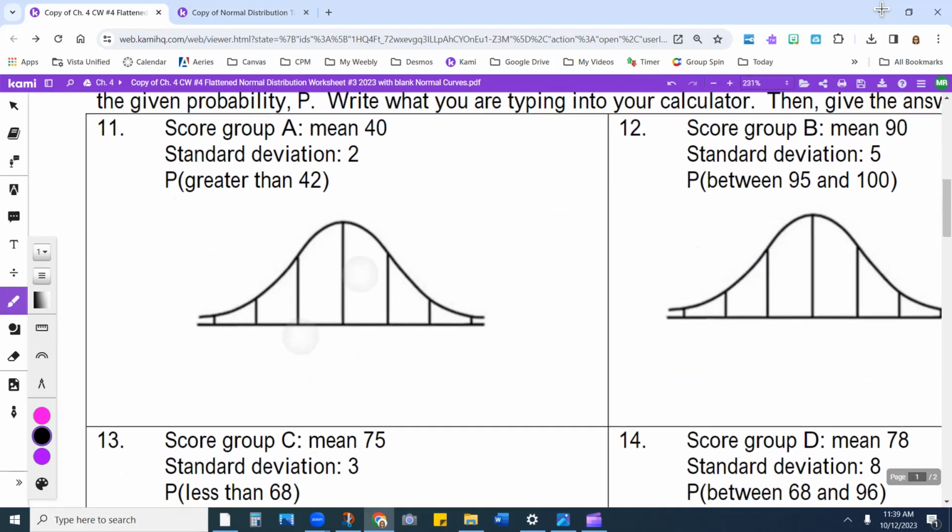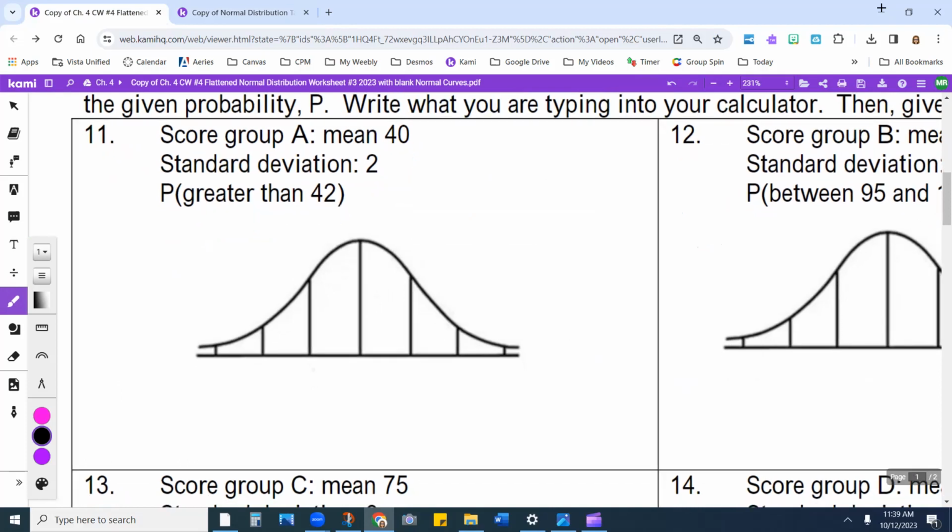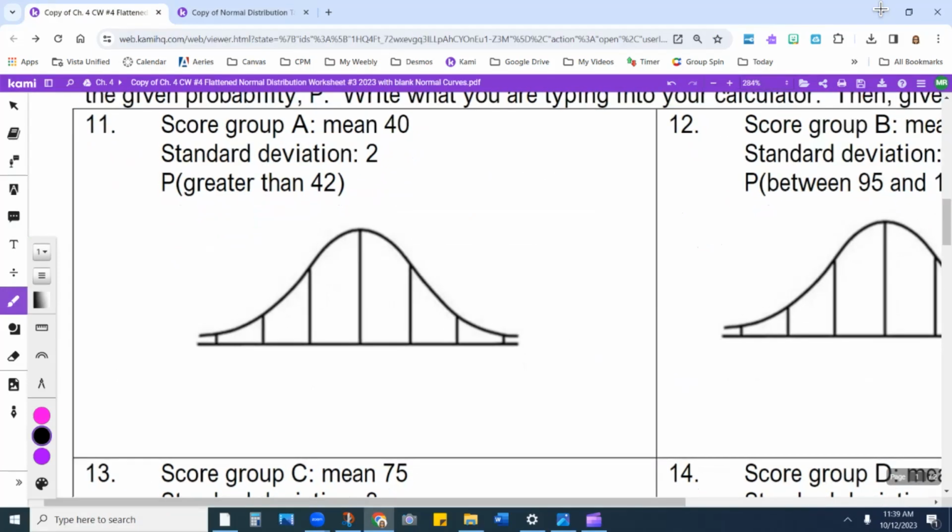Okay, so now I'm going to do number 11. So 11, 12, 13, 14, these ones are not a standard normal curve. Our mean is not 0, our standard deviation is not 1. So in this case, my mean is 40. My standard deviation is 2. Now, if I'm drawing this out, this would have been a 42, a 44, a 46. Going the other way, 38, 36, 34.